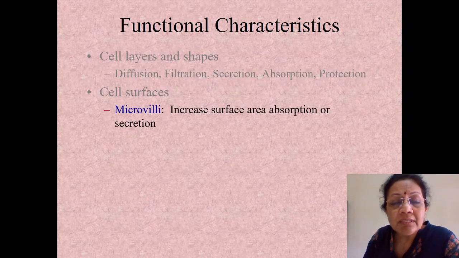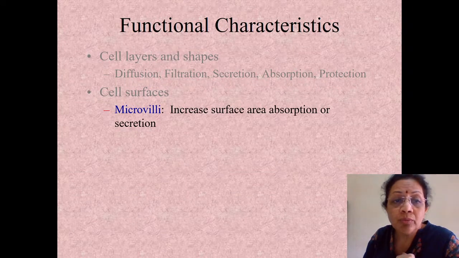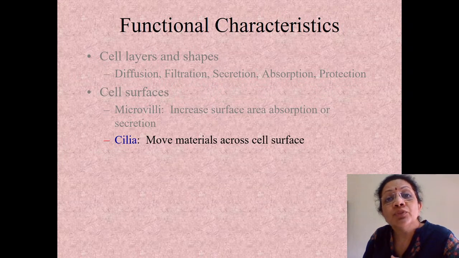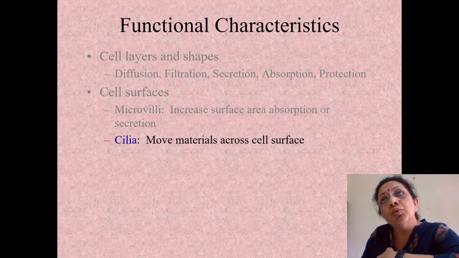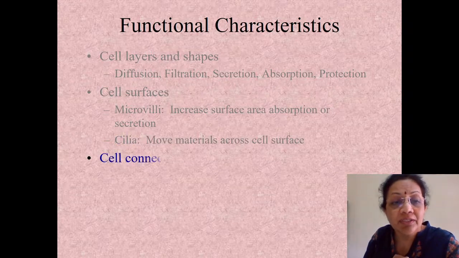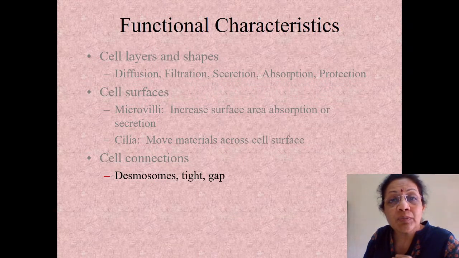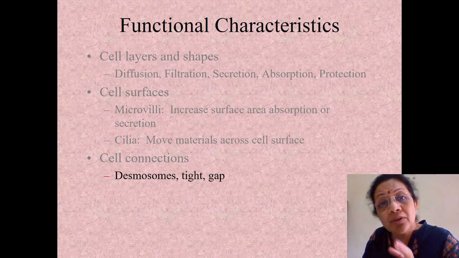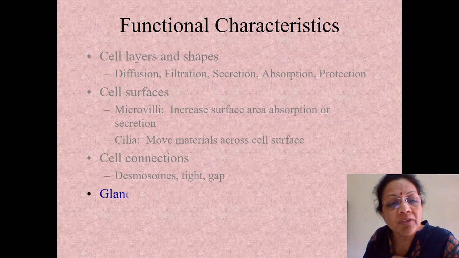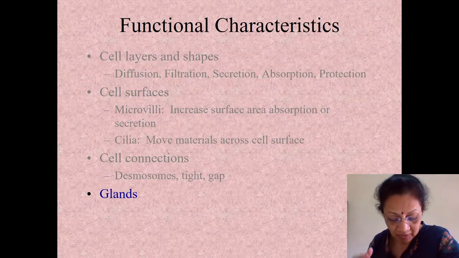The cell surfaces, when they have to do absorption, are increased into microvilli. When they have to do movement of a sheet of secretion such as mucin, they are modified into cilia. Cell connections, I said, have to be very tight, very specialized cell junctions, which are not seen in other kinds of tissues so much. And today we will talk about glands.